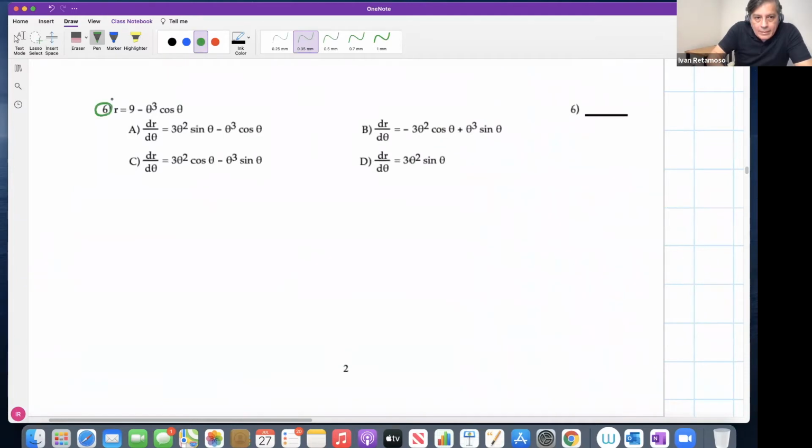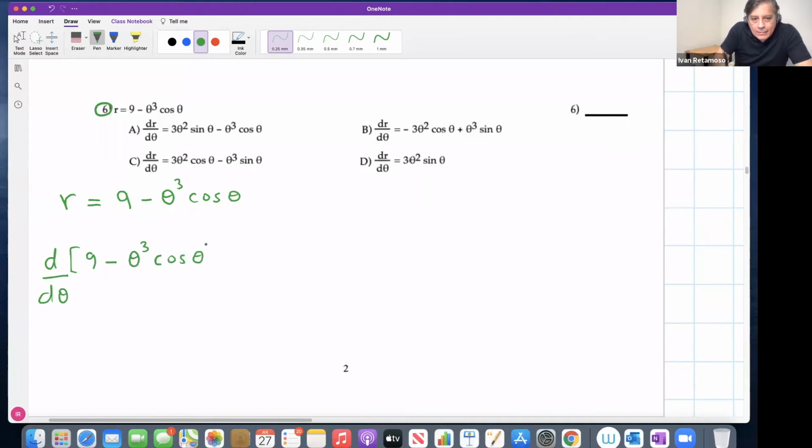I will rewrite this so you can clearly see what's going on here. They want you to find the derivative of this function, r equals 9 minus theta cubed multiplied by cosine of theta, okay? You are supposed to find the derivative with respect to theta of this, 9 minus theta cubed cosine of theta.